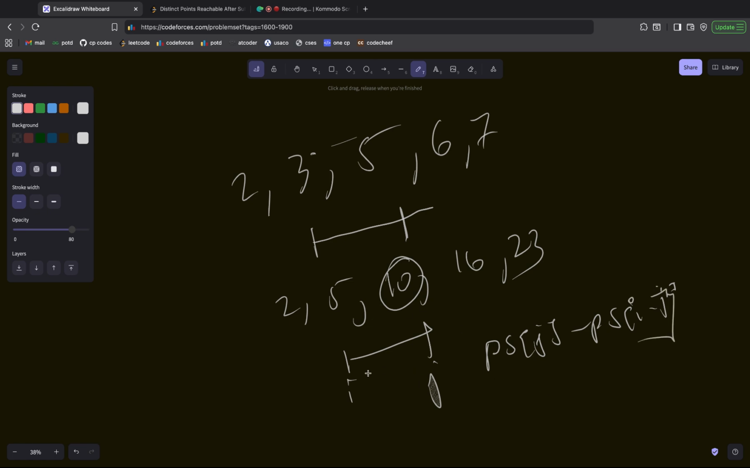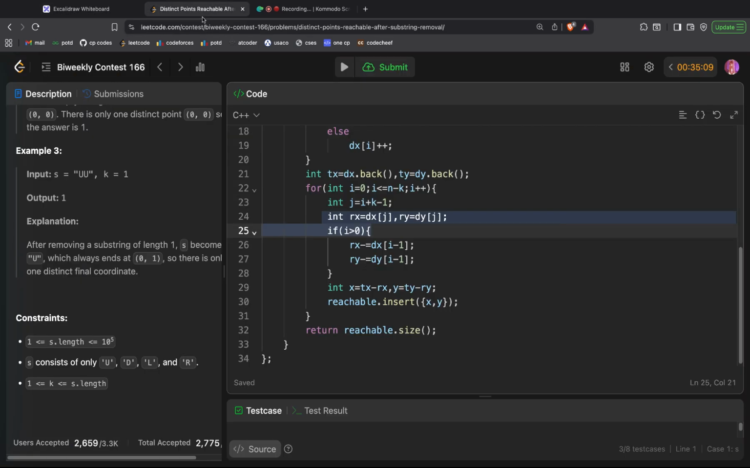So rather, sum of i to j. So that would be 10 minus 2i, right? That is what we are doing. It's quite simple. Rx is basically you do this. If i is greater than 0, you remove the dx i minus 1 and i dy minus 1, and then x and y. So that is the x and y right now after removing the k substring thing.